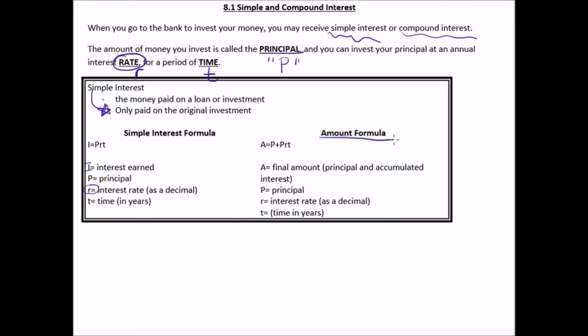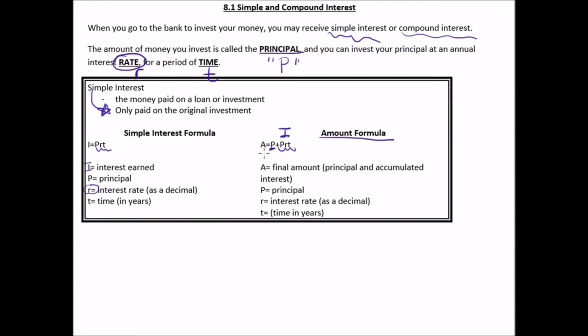The amount formula is A equals P plus PRT. So this PRT is like the interest. When we talk about the amount that your investment is going to kick out at the end, we're adding your original to the interest.